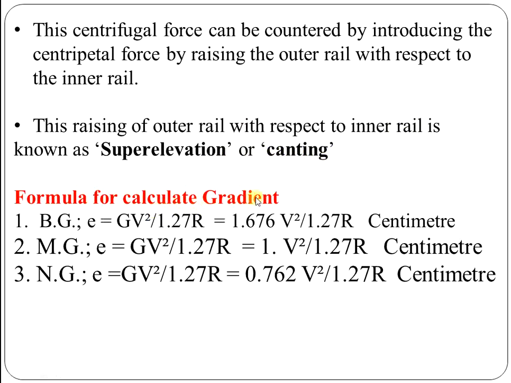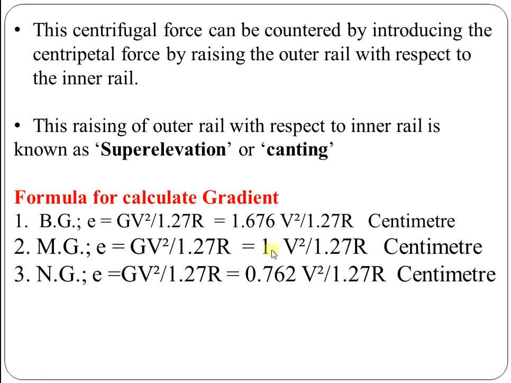The formula to calculate superelevation, first for broad gauge, is e equal to GV square divided by 1.27 R. G is the distance between the rails, the gauge. For broad gauge, 1.676 into V square divided by 1.27 R, in centimeters. For meter gauge, e is equal to GV square divided by 1.27 R.